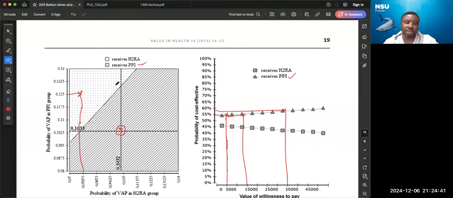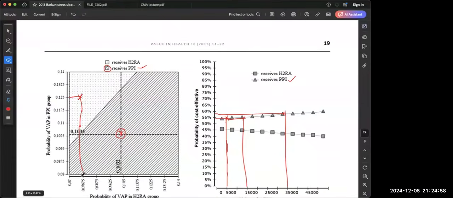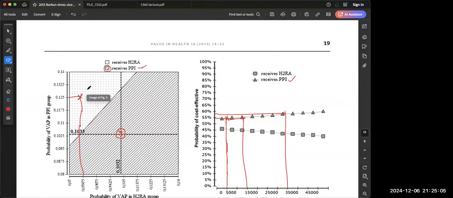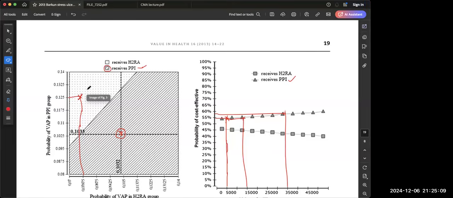Yeah, so look at this. They've defined everything for you. Here, these striped ones are the PPI, and these dotted ones are the H2RAs. So in the exam, she's just going to give you two numbers. All you need to do is plot the two numbers, and wherever they fall, that is your decision. Does it make sense? Yes. Thank you.